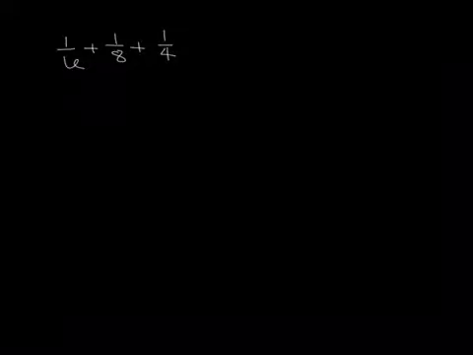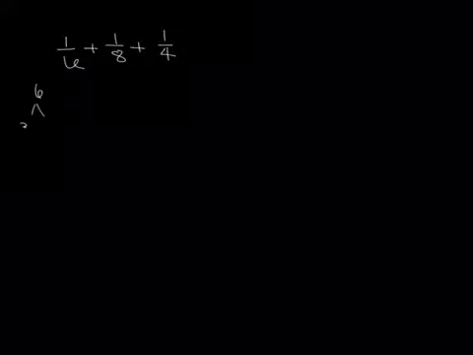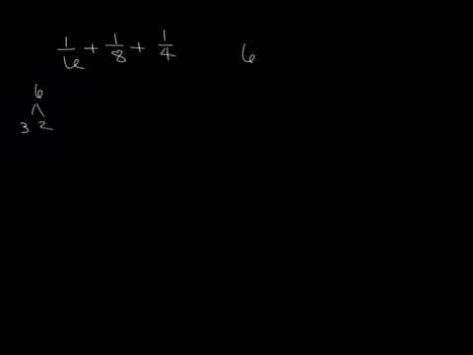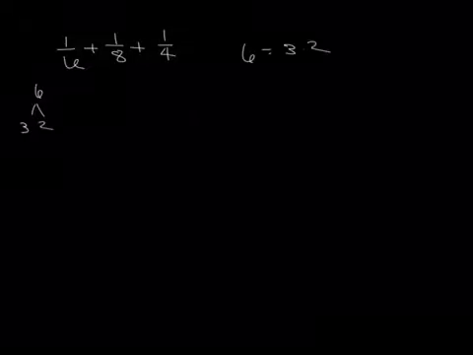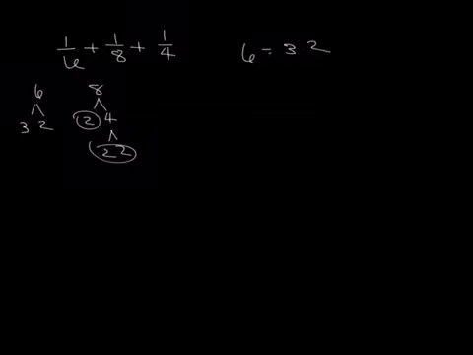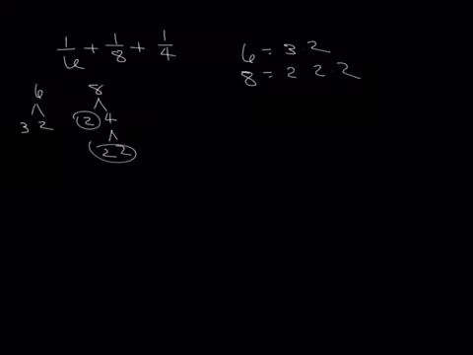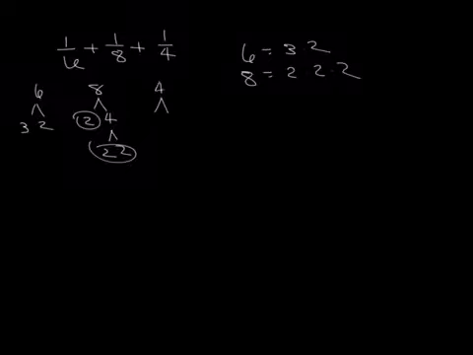We're just going to take our 6 and break it into 3 and 2. Our 8, we're going to break it into 2 and 4, and 2 and 2. So those are our product of primes. And our 4, 2 and 2.